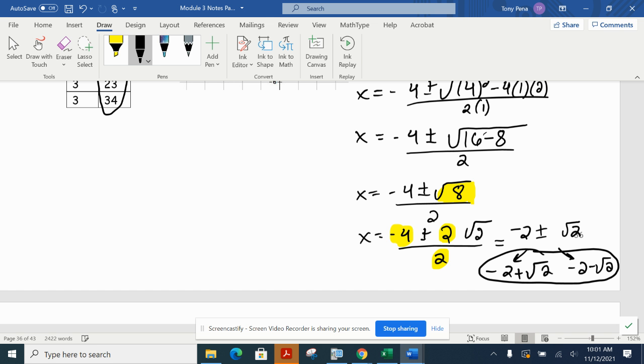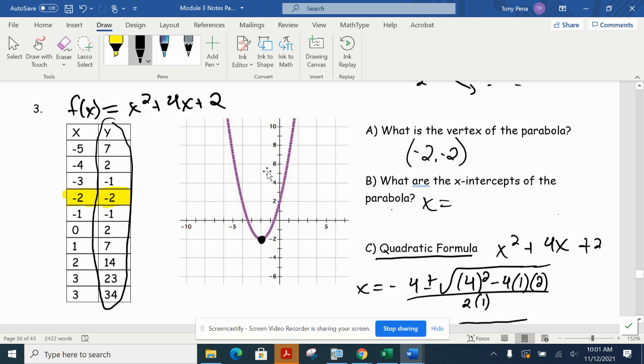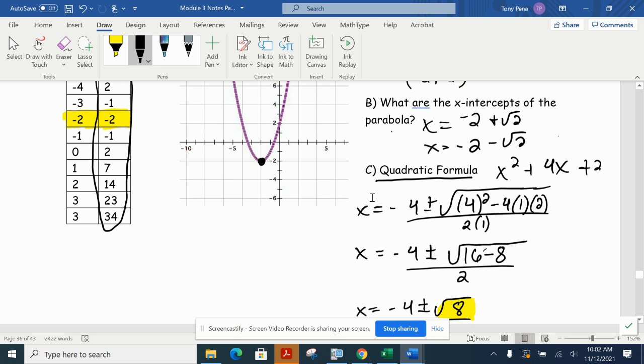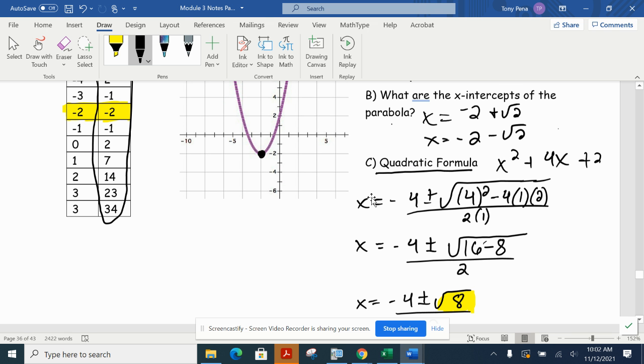A negative 2 plus root 2. And then a negative 2 minus the root 2. I guarantee if I plug this one in, it's going to be about a negative 3.5 because that's where we're crossing the x-axis at. All right. So now, how many solutions do we have? 1 or 2? We have 2. So we're going to write we have 2 real solutions.